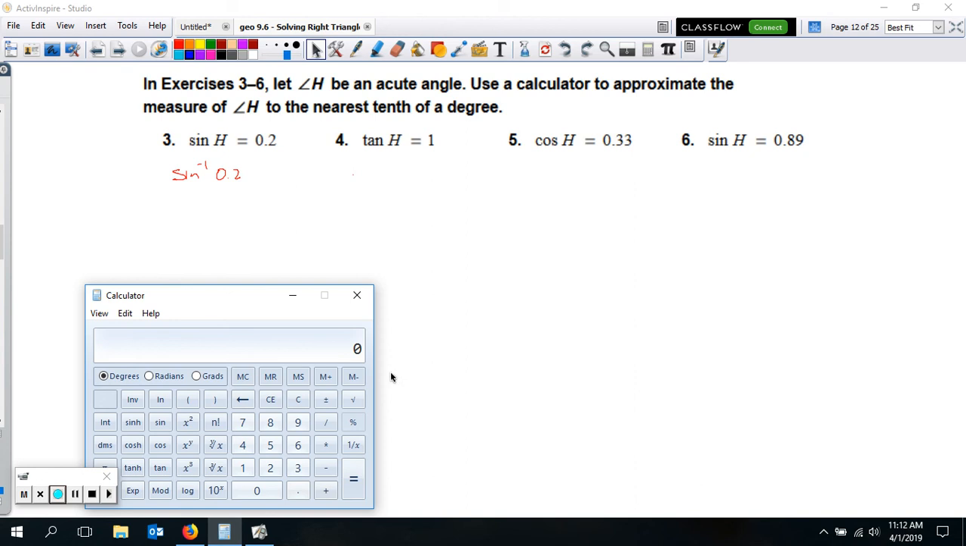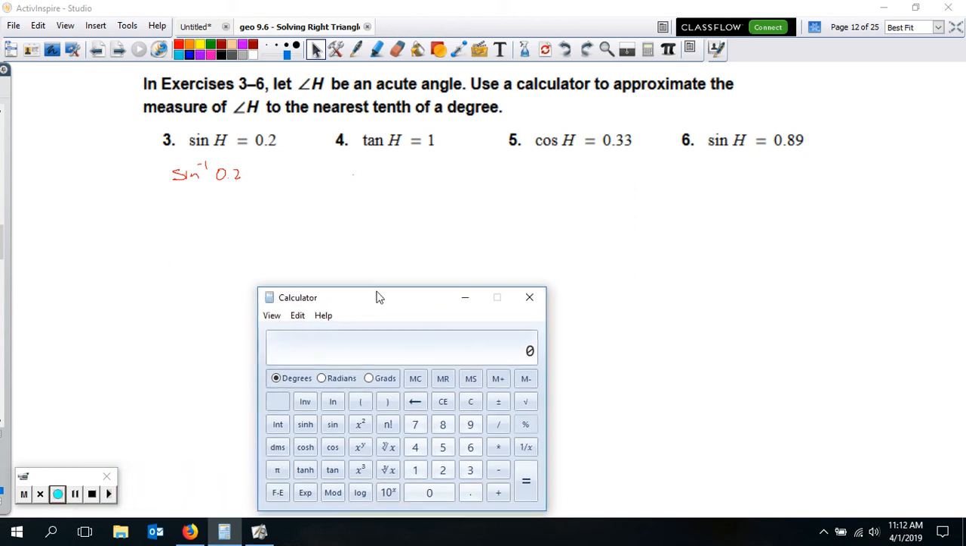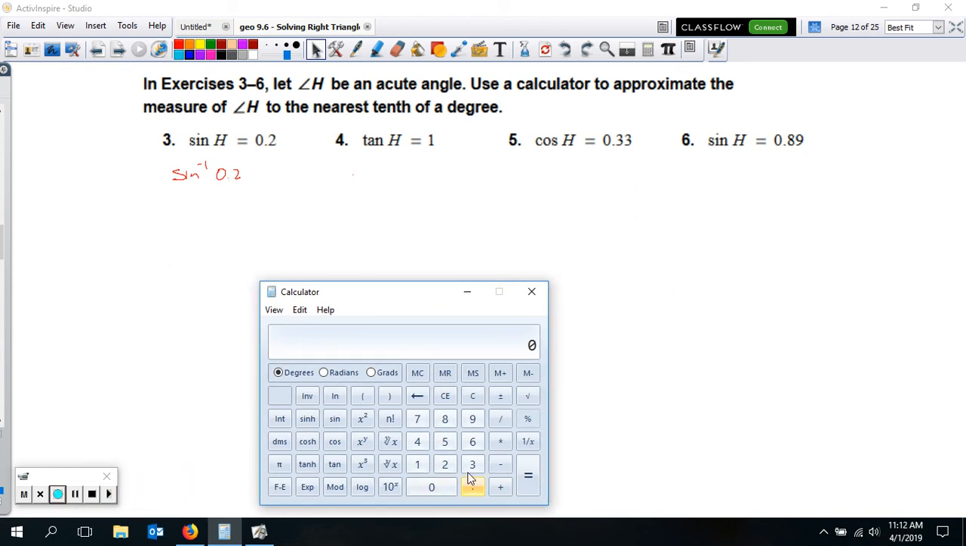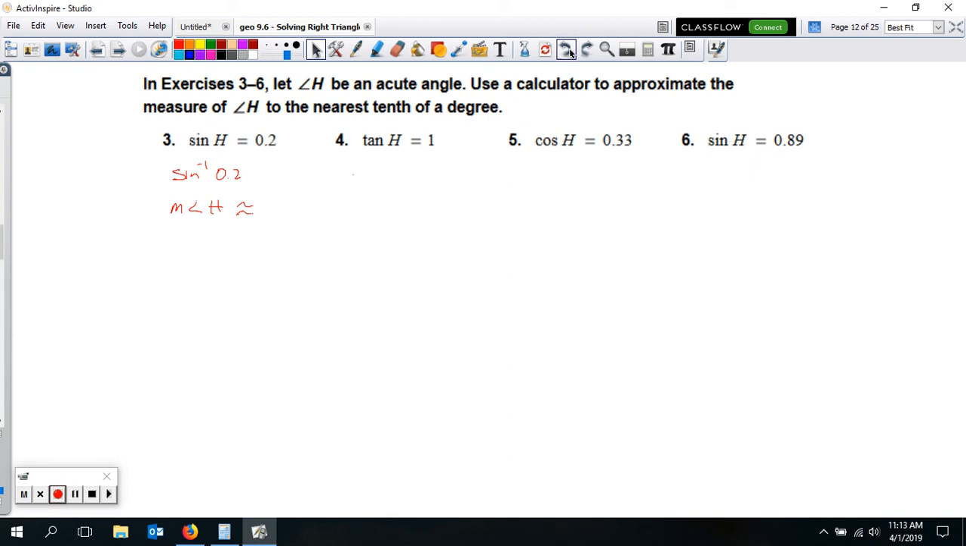So on a calculator, let's go ahead and take a look at this. I would type in 0.2 first on this calculator. And then I have to hit the inverse button, because here's my sine, cosine, tangent. The inverse button now makes it sine of -1, which is the inverse. And when I hit that, I get my answer. It's about 11 point something. So the inverse sine of 0.2 to the nearest tenth is 11.5, so it'd be approximately 11.5 degrees.